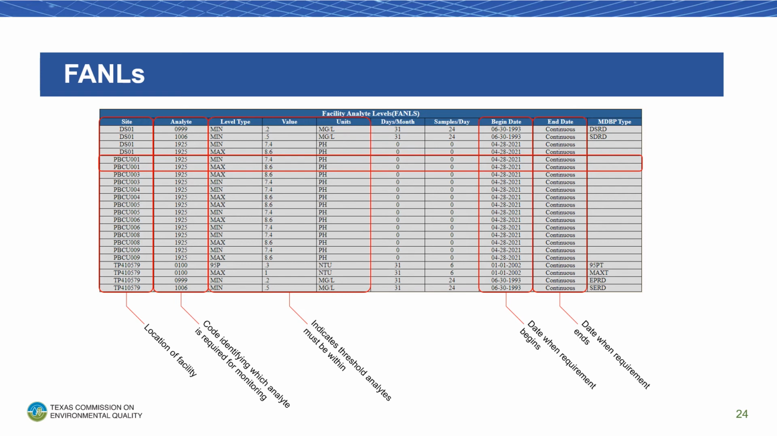The begin date column describes the date when the requirement begins. The end date describes when the requirement ends. If the field says continuous, that means the schedule is open and ongoing with no end date designated. The days/month, samples/day, and MDBP type columns are not used for water quality parameters. Requirements for number and frequency of samples can be found in the sample schedule discussed on page 6 of this video.